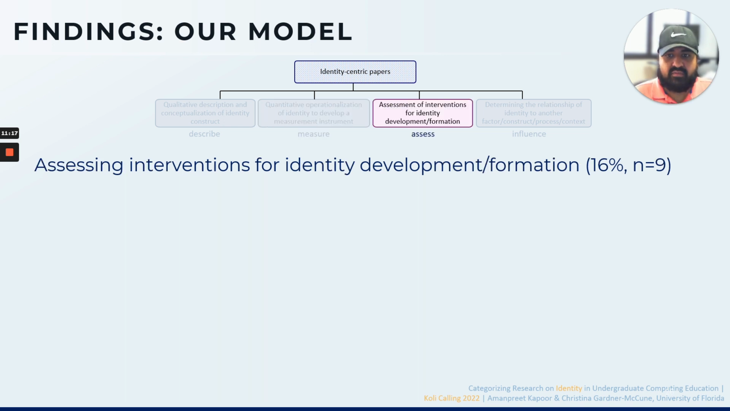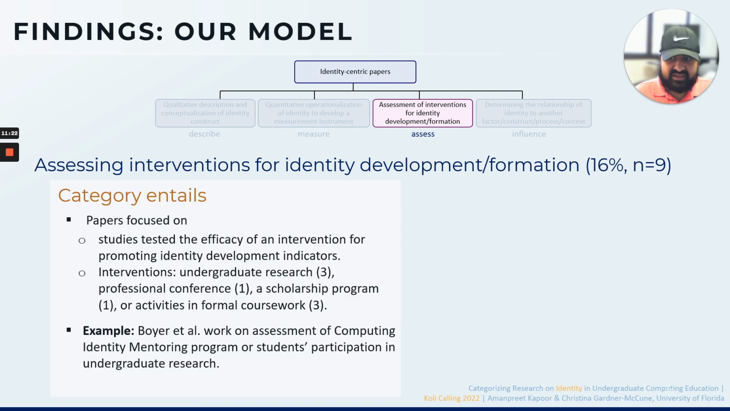The third category was assessing interventions for identity development or formation, and in this category, 9 papers focused on studies that tested whether an intervention can be used for promoting identity development. Common interventions that were studied included undergraduate research. There were 3 papers on this: professional conference, scholarship program, or activities in formal coursework. An example is Boyer et al.'s work on assessment of computing identity mentoring program, which was primarily focused on undergraduate research.